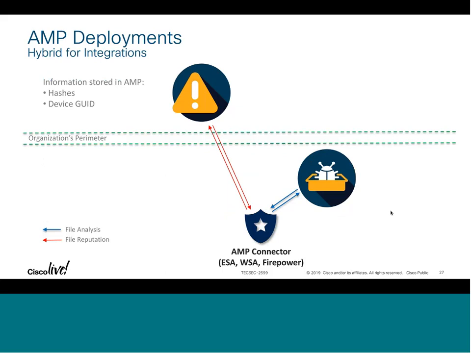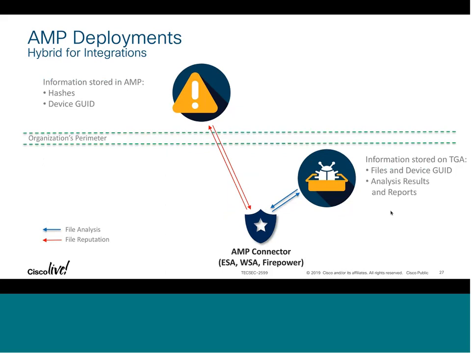For historical reasons, you will occasionally run into references to a hybrid mode deployment, where you have the AMP connector talking to the public cloud, but an on-premise ThreatGrid appliance. This is not a recommended deployment model. And the reason for that is very simple.